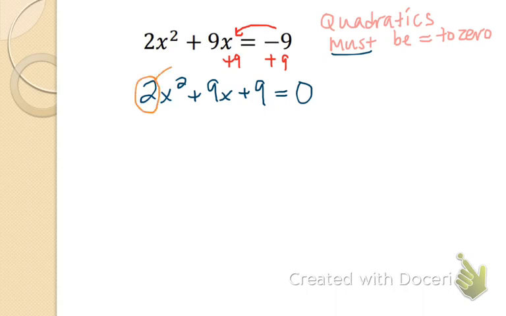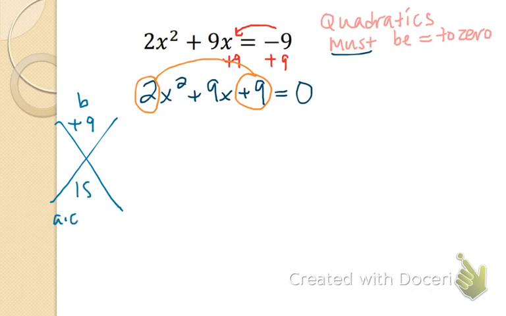So what we do next is, again, headphones, AC method. So we set up our x here, and we have that positive 9, our b is going to go up here, and 2 times 9 is 18, so the product of a and c, which is 18, is going to go down here. So we need the factors of 18 that when we combine them, they're going to give us a 9. The only numbers that come close to giving us a 9 are 3 and 6, which both have to be positive.